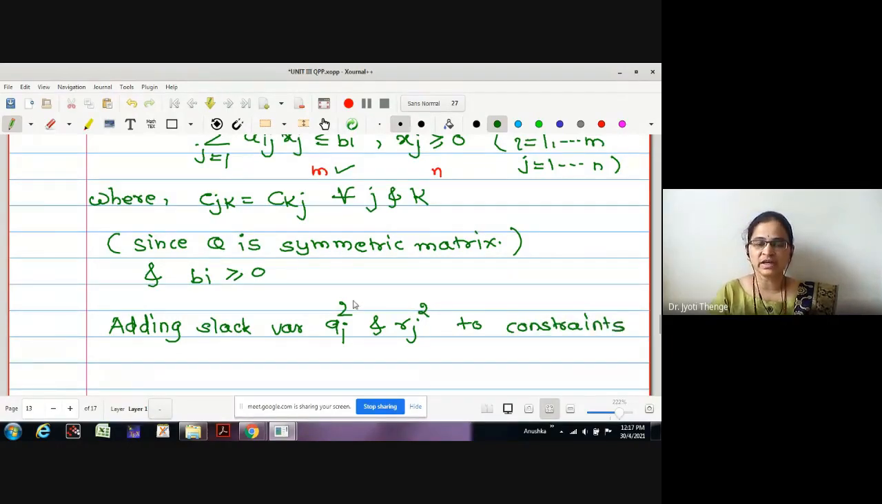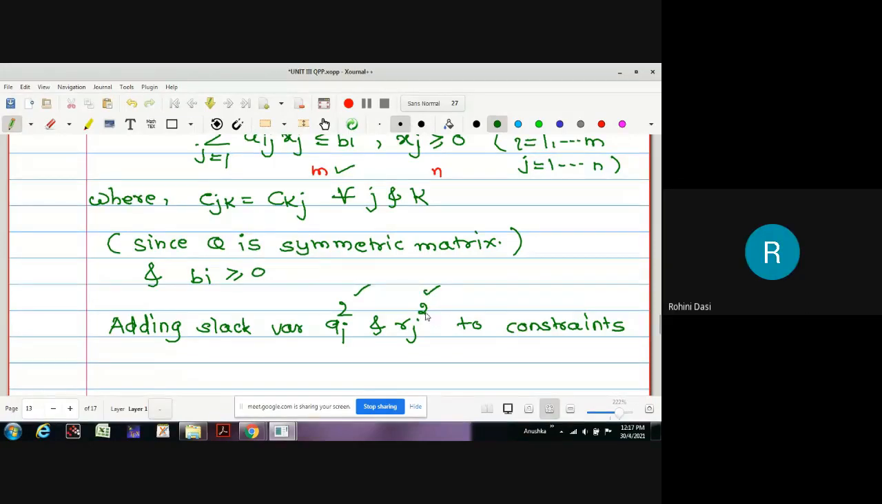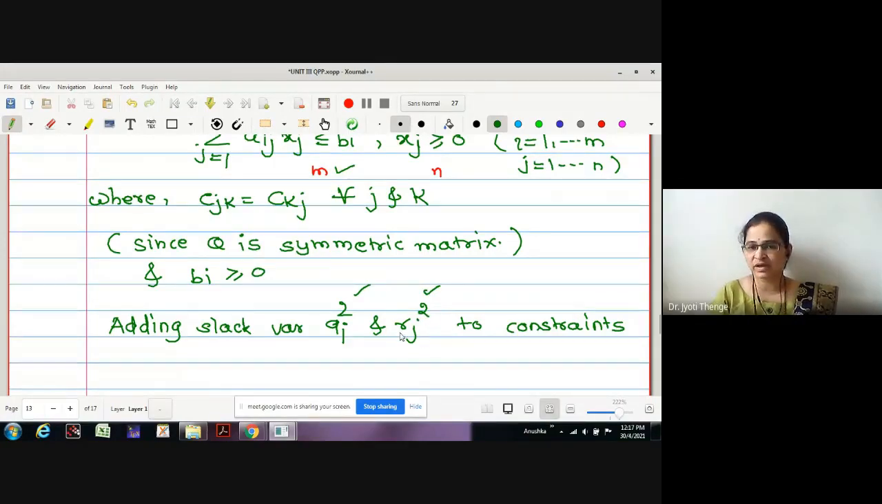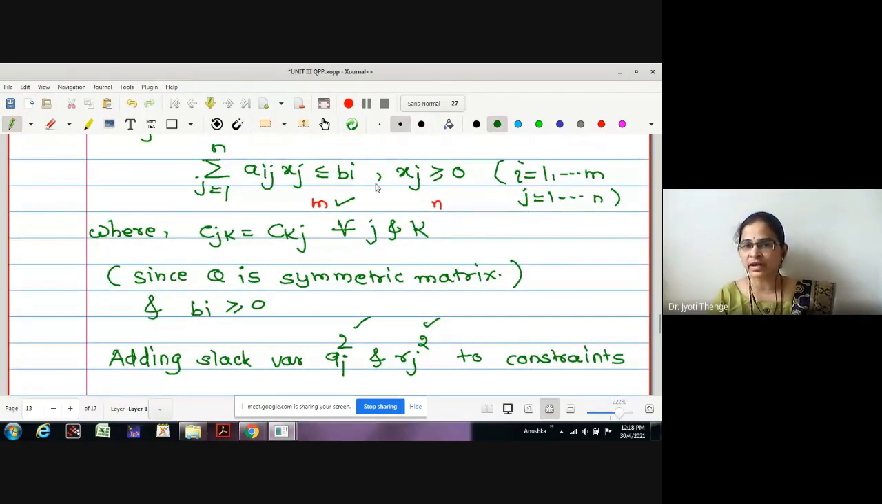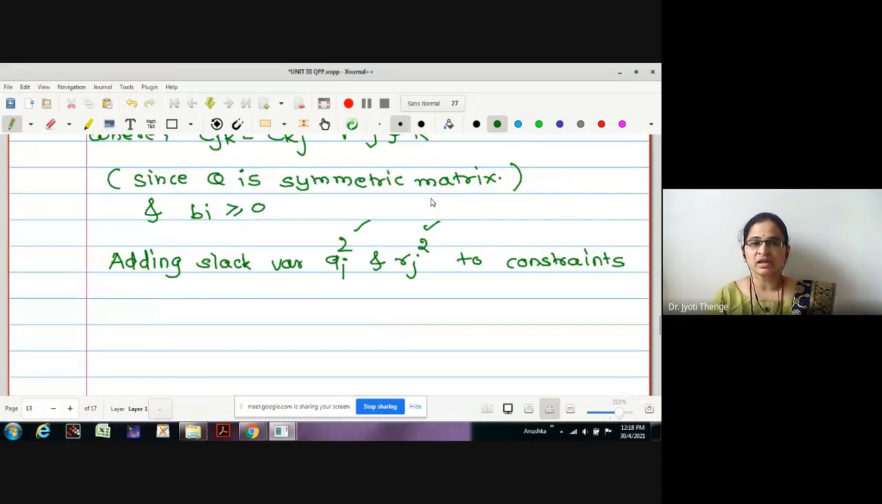Is the point clear to everyone why we are adding squared variables? Yes, ma'am. If we do not add a squared variable, we have to impose a non-negativity restriction on those added variables as well. But here we were converting these non-negativity restrictions as equations, right? So we will add the squared variable. As these are squared variables, whatever the values of q_i and r_j, their squares are always non-negative values.